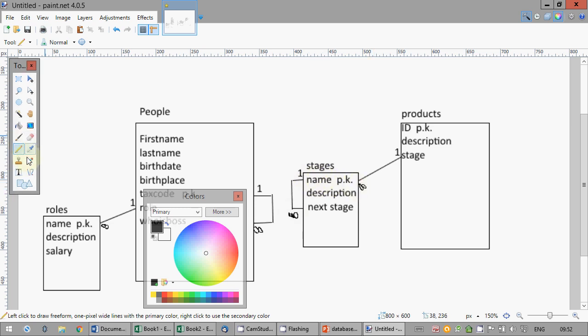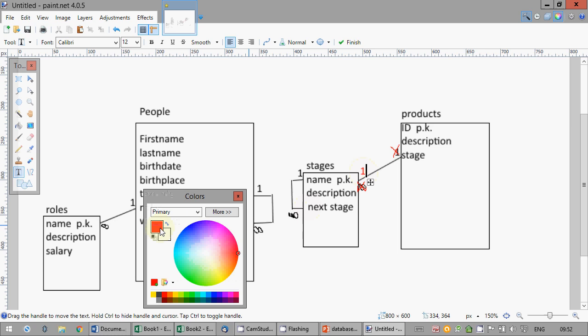Here I made a severe mistake. I will correct in red. This is a mistake which cost a lot of points in a database correction. This is the one side, obviously, and this is the many side.